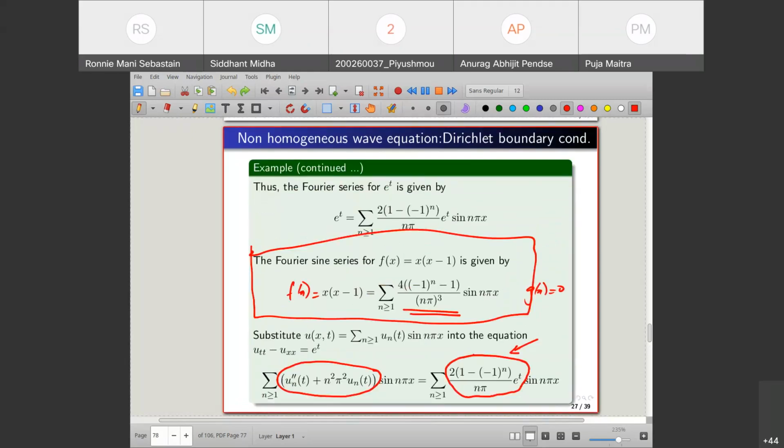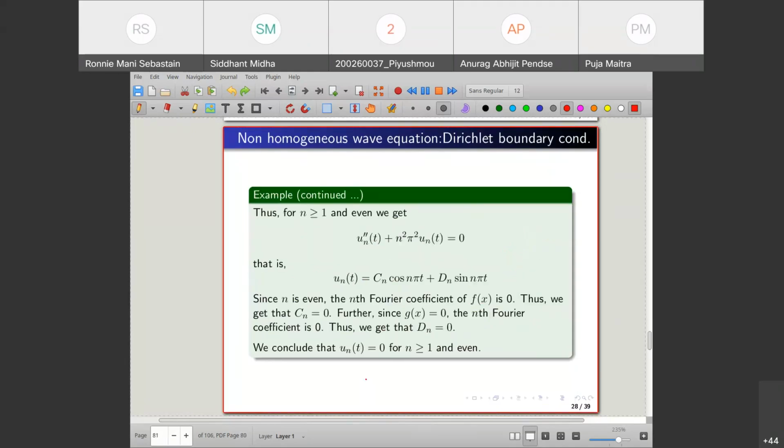This is our original equation. Now when n is odd, we are going to get 4 by n pi times e to the power t. So we have this equal to 4 by n pi times e to the power t. That's the differential equation we get.